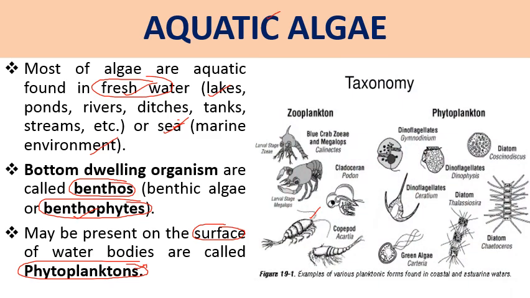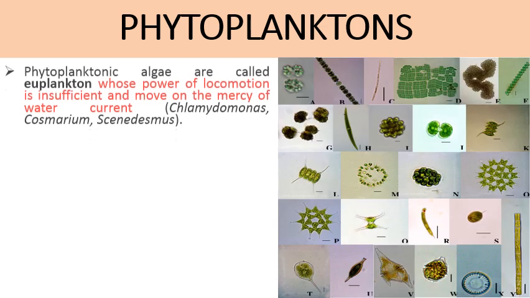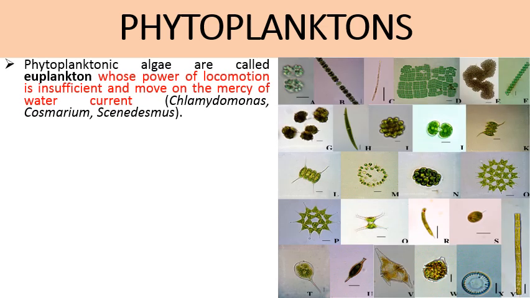Like we have dinoflagellates, then diatoms, some unicellular algae, green algae. So then next comes phytoplanktons. Phytoplanktons are the algal species which are also known as euplanktons, whose power of locomotion is insufficient. Means they don't have their own power of locomotion and move on the mercy of water current and grow on the surface of water body.